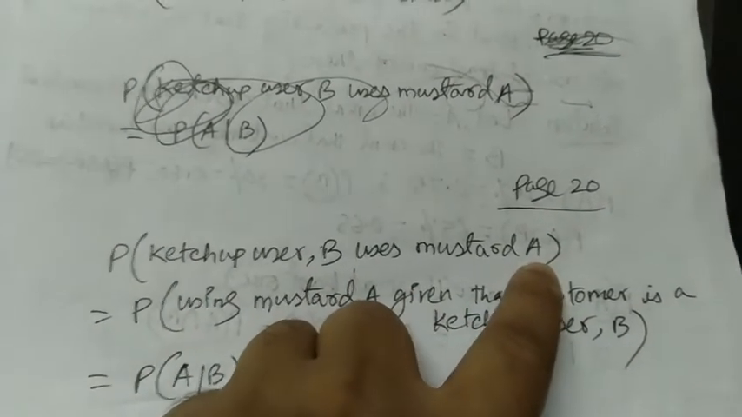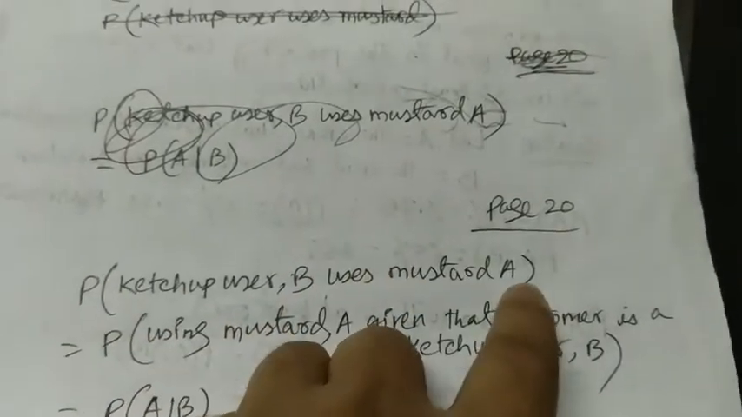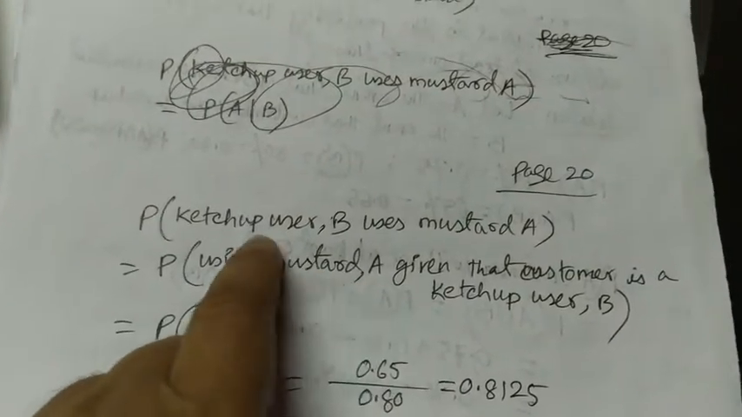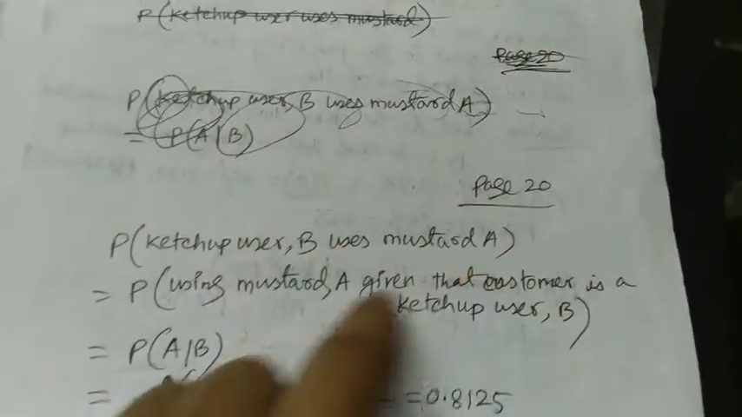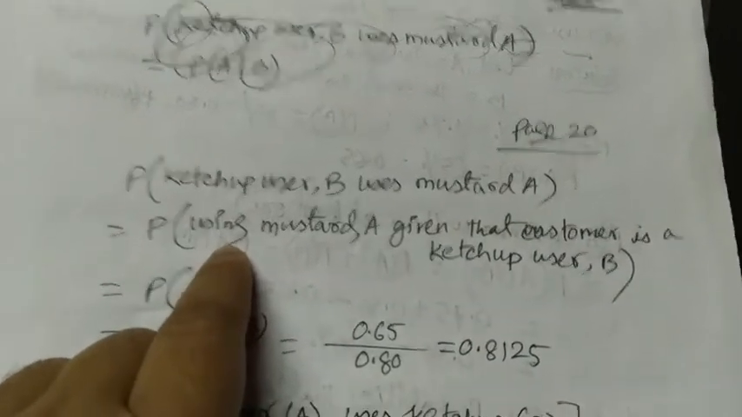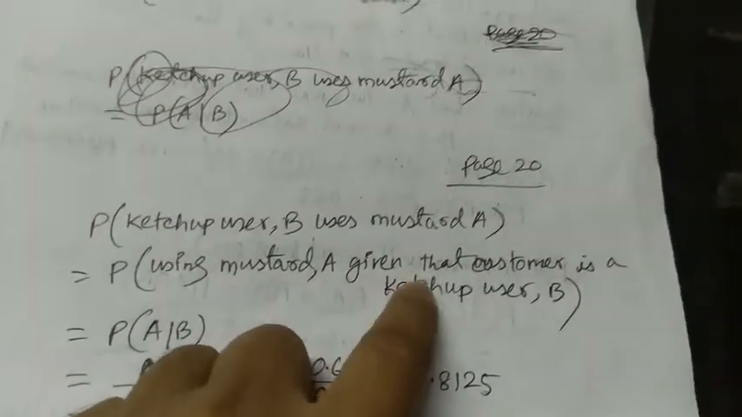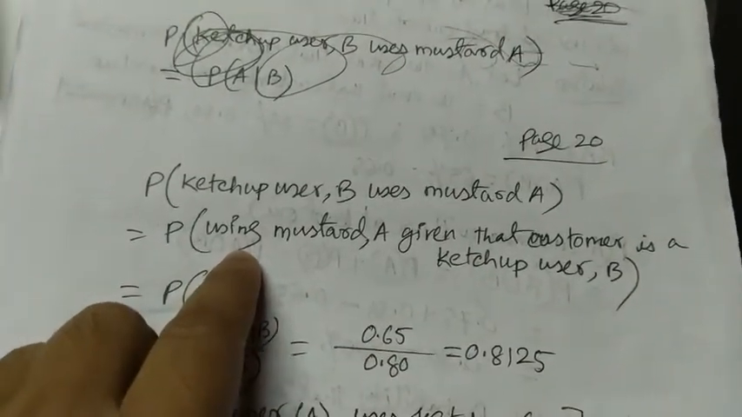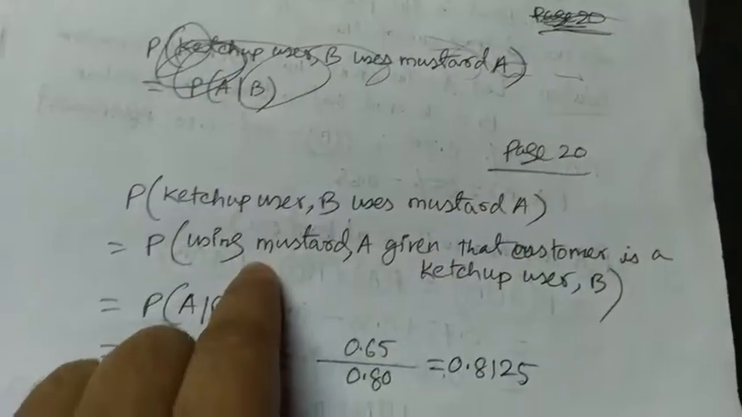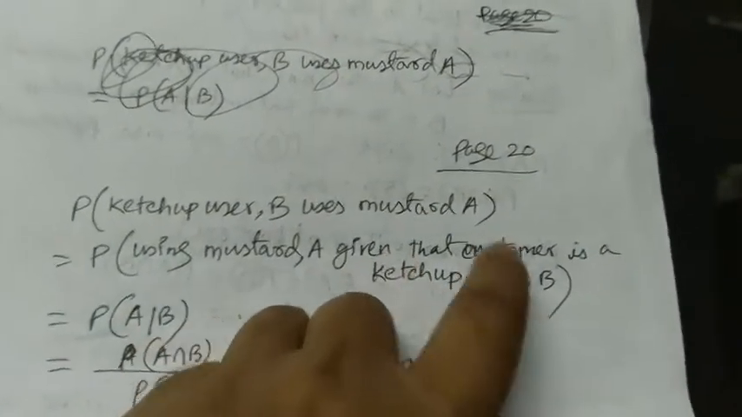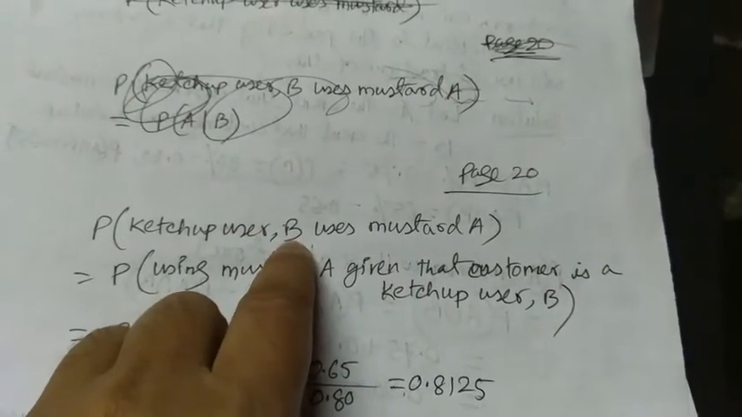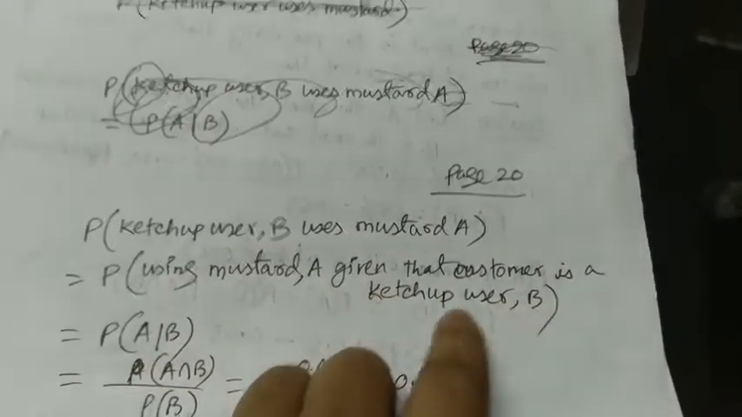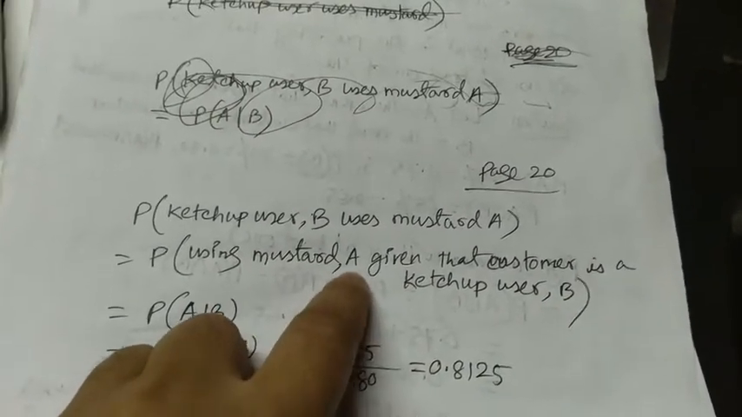That means A. That means we need to find the probability of A given B. So we need to find the probability of using mustard given that the customer is a ketchup user. That means probability of A given B.